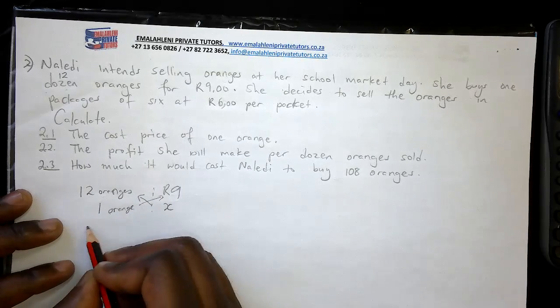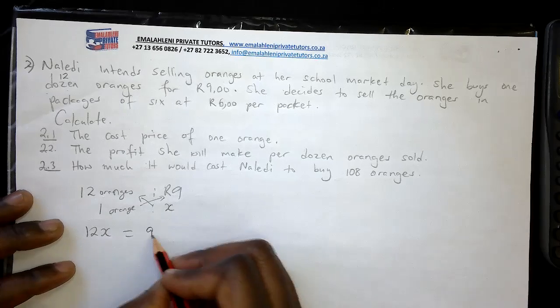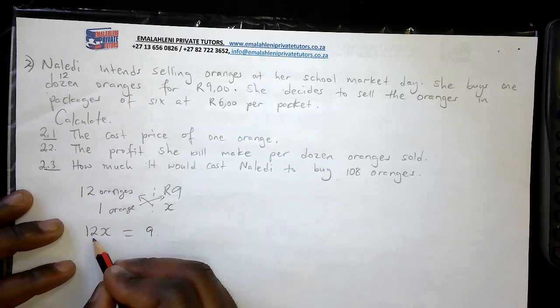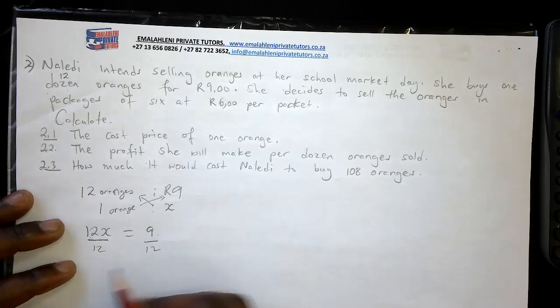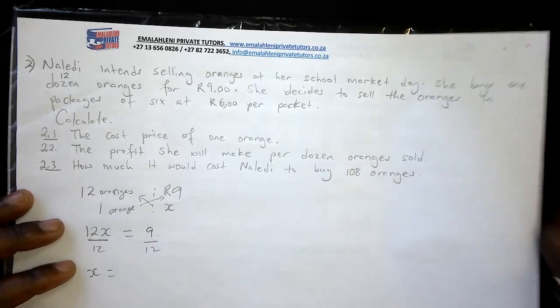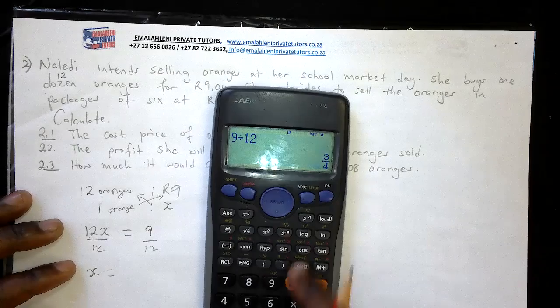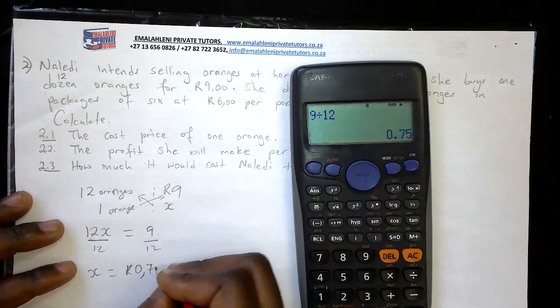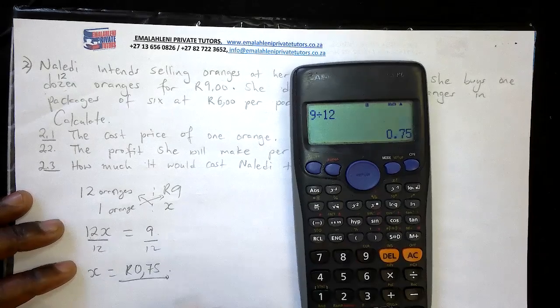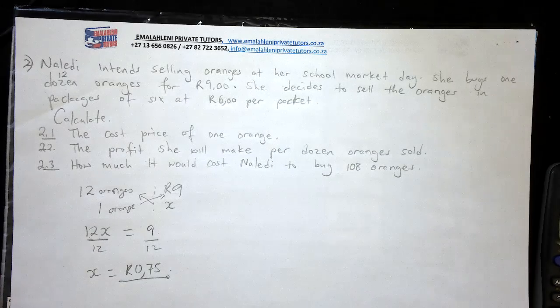So it's going to be 12x equals 9 times 1. 9 rand times 1. Then what do we do? We divide by 12 to get rid of the 12 here. Then we divide by 12 here. X is going to be equal to what? 9 divided by 12. We get 3/4, which is 0.75 rand. So it's 75 cents. That's what it means. 1 orange is costing 75 cents.